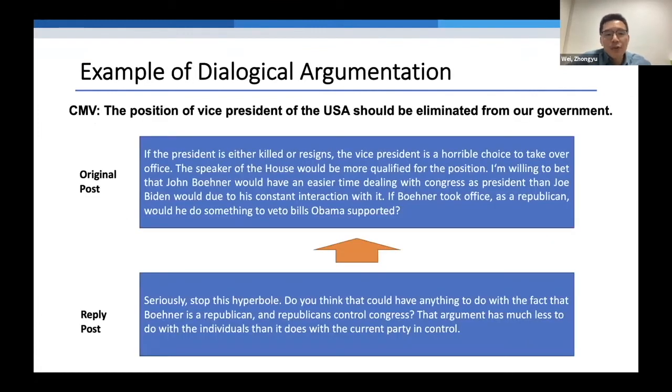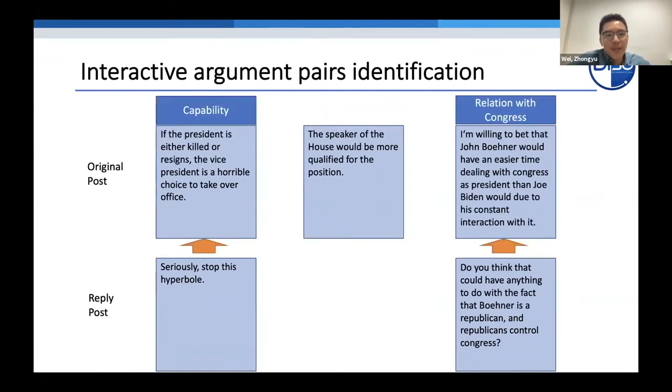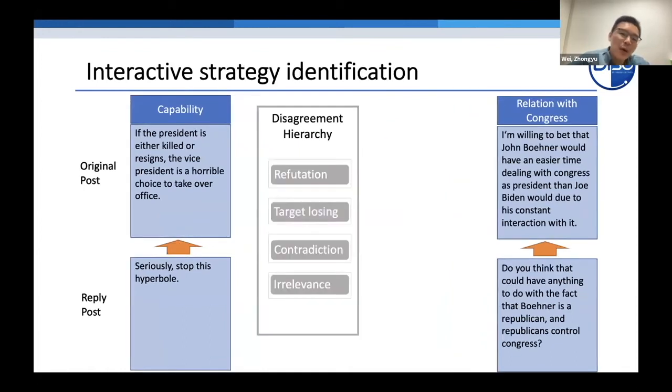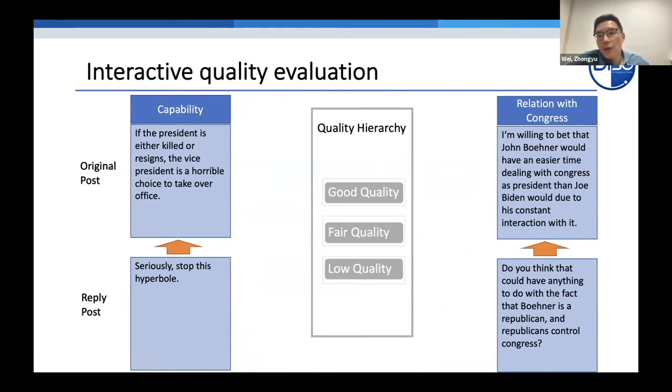Here is an example from the Change My View subreddit. Here are two posts talking about the position of vice president. It's from 2016, I think. Based on the argument extraction, we can have the separate opinions from each post. Then we want to align those argument pairs with the relationship of interaction, and label these pairs to show what kind of strategy is used. And lastly, we want to evaluate how good the reply is.